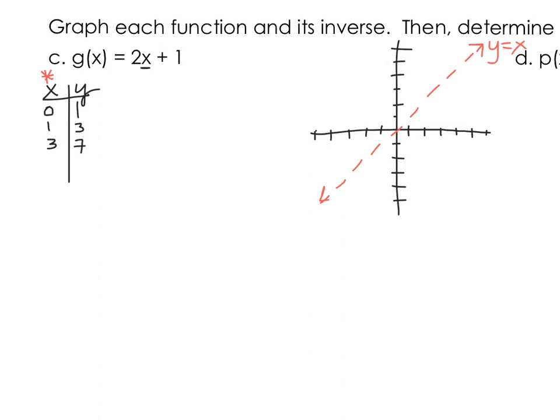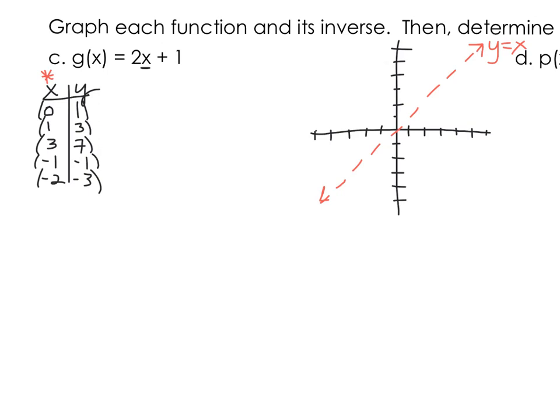I'm also going to pick a couple of negative numbers, but this shouldn't take us long. If I go to -1, 2 times -1 is -2, plus 1 would be -1. Let's pick one more negative number. I'll just go to -2. 2 times -2 is -4, plus 1 is -3. Now what I want you to do is plot these ordered pairs, 0, 1, 1, 3, 3, 7, and so on, and connect those points and draw your line from edge to edge on your graph.